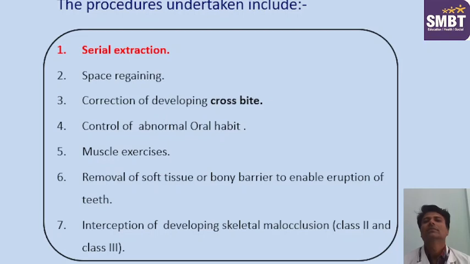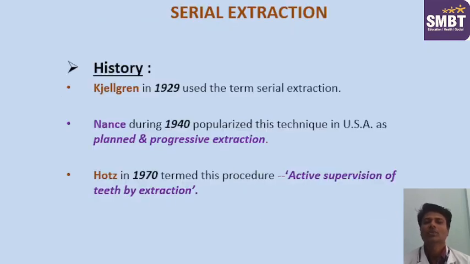Among all these methods, most of the time you will get a long answer question on serial extraction. So what is the serial extraction procedure? Before going forward, we'll see its history. In 1929, Kjellgren used the term serial extraction. Then in 1940, Nance popularized this technique in the USA as planned and progressive extraction, and for this contribution Nance is considered the father of serial extraction. In 1970, Hotz termed this procedure the active supervision of the dentition by extraction.